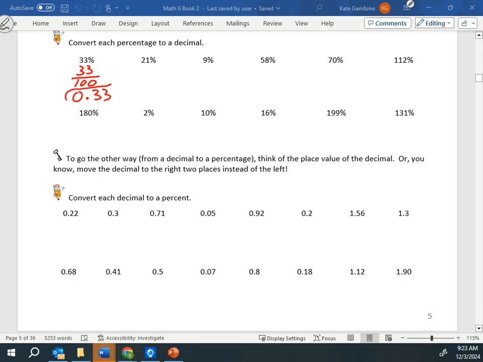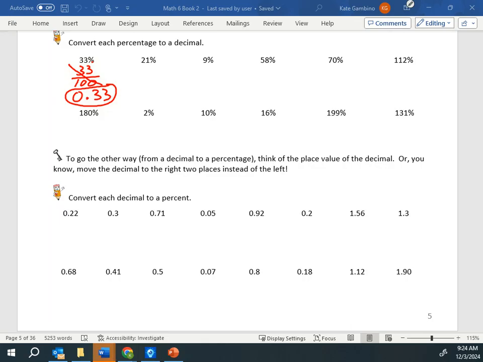0.33. That is my final answer, so I am circling it. James? So I'm looking at it, and it says convert each percentage to a decimal. It does not say show your work. I'm okay if we want to go right from the percentage to the decimal. If you don't want to do the fraction, you don't have to, because we can go directly from the percent to the decimal now that we understand how it works.